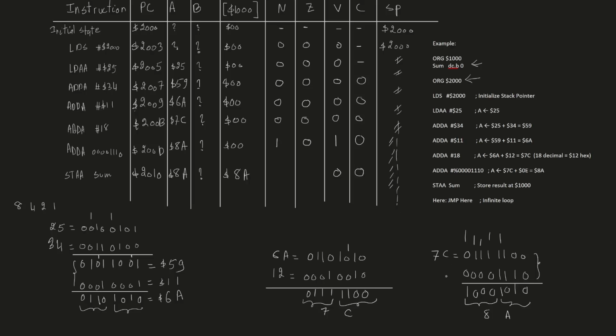How about the negative flag? 8A is negative because the most significant bit is 1, so this will be 1. How about the 0 flag? We did not get a 0 value, so this will be 0. So this is how we can figure out the flags, the content of accumulators, the content at memory address 1000, and then the program counter.